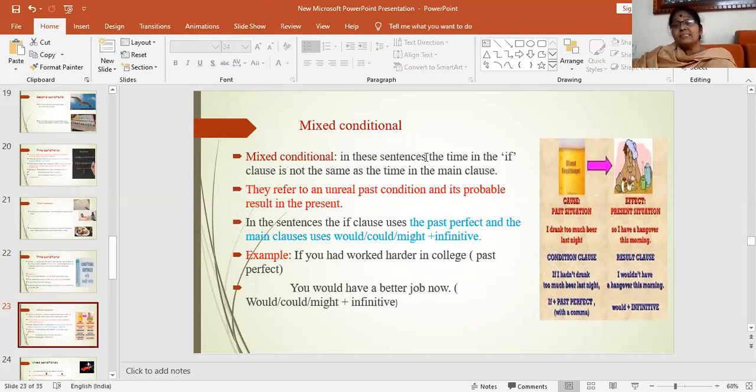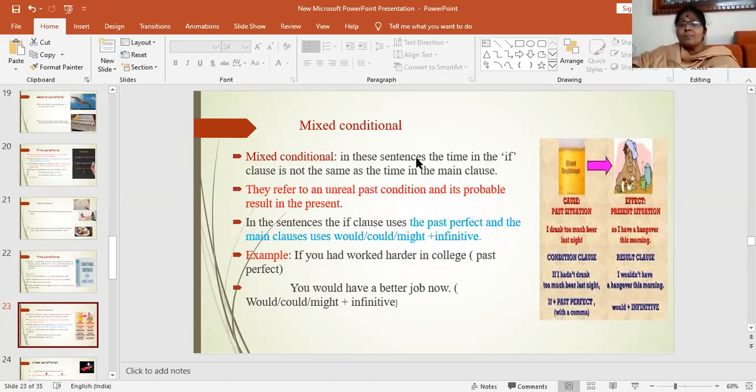Now, what are mixed conditionals? In these sentences, the time in the if clause is not the same as the time in the main clause. Now, what is the main difference here? The time in the if clause is not the same as the time in the main clause. In the sentence, the if clause uses past perfect and the main clause uses would, could, might plus infinitive. And they refer to an unreal past condition and its probable result now. For example, if you had worked harder in college, you would have a better job now.